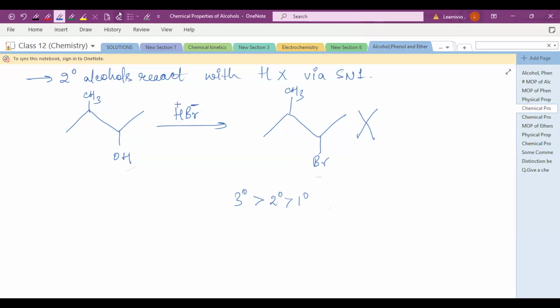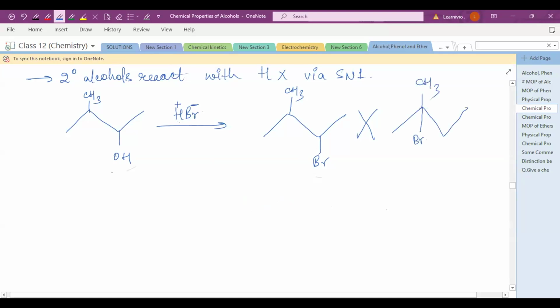1,2 hydride shift. I have discussed this in the previous chapter, right? 1,2 hydride shift or 1,2 methyl shift. Both conditions I have discussed. Okay, let's see. So in this case, this will not be your reaction. This is not your product. So instead of this, what is the product? This methyl group, and on this carbon, the bromine will be attached.